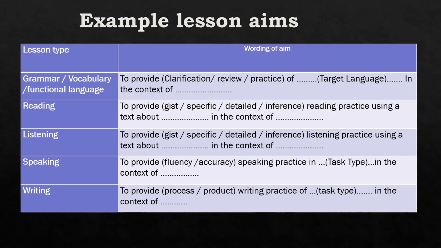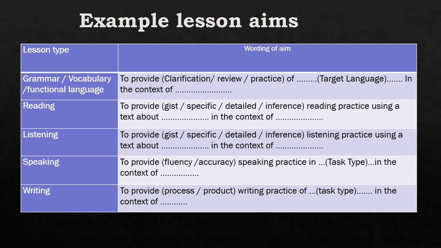So in the speaking lessons, you will need to decide first what you're teaching or what you're focusing on. Basically, is it fluency or accuracy? And then you choose one of those. Then you mention the task type, whether it's a role play, a debate, whatever. And you mention the context. So, for example, to provide fluency speaking practice in a role play in the context of ordering in a restaurant, customer and a waiter.